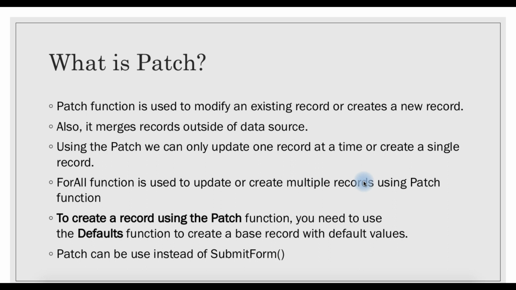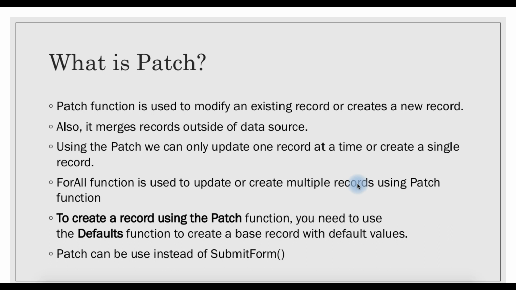In this lesson, let's see what the Patch function is. The Patch function is used to modify an existing record or create a new record. Generally, we will use SubmitForm to create a new record and update it in the SharePoint list. Here, without using SubmitForm, we can use Patch. Sometimes our requirements may be so complex that we need to use the Patch function.